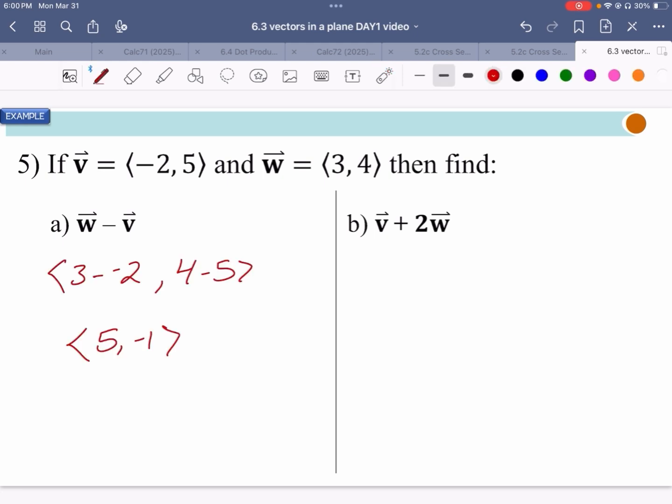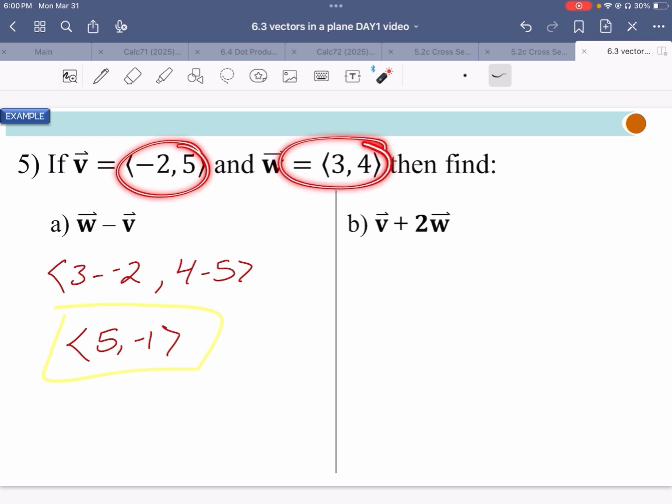For question A, because you're subtracting these vectors, you're going to do the x component of vector W minus the x component of vector V, and then the y component of vector W minus the y component of vector V. This can get a little bit confusing because it kind of is the same process as when we were finding the component form of a vector when you were given just the initial point and the terminal point. We're not doing that here. We actually have the component form already of two separate vectors.